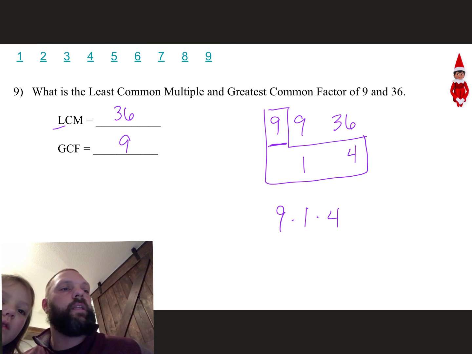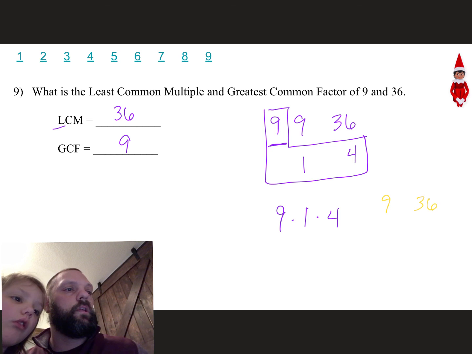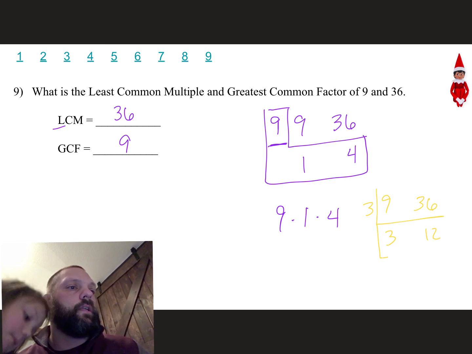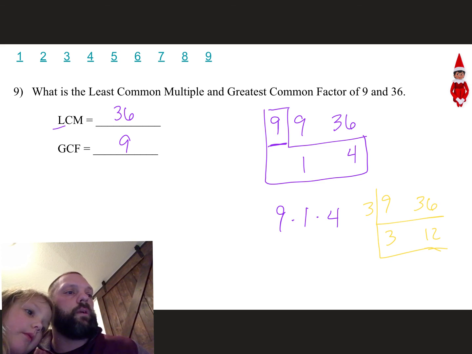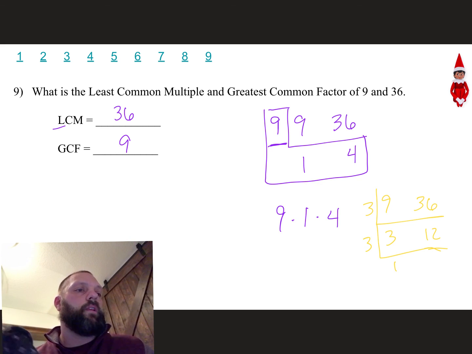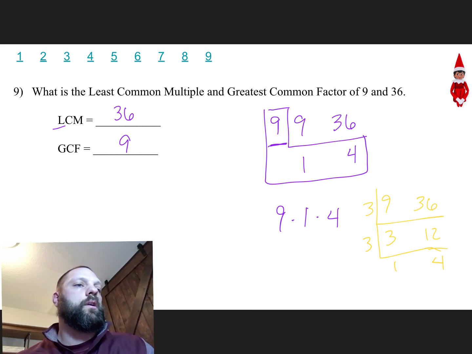Okay? Now you might not have seen that the 9 goes right into both of those. So instead, some of you might have said 3. 9 divided by 3 is 3. 36 divided by 3 is 12. Well, now I look at 3 and 12, and 3 goes into both of them. 3 divided by 3 is 1. 12 divided by 3 is 4.